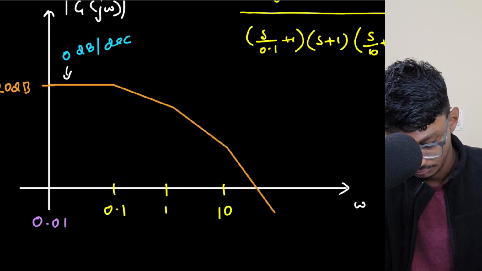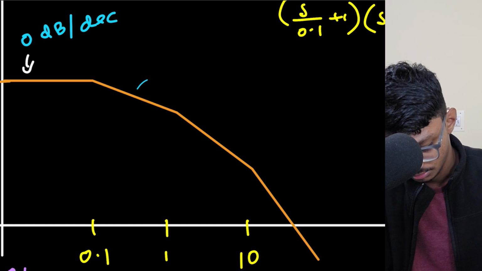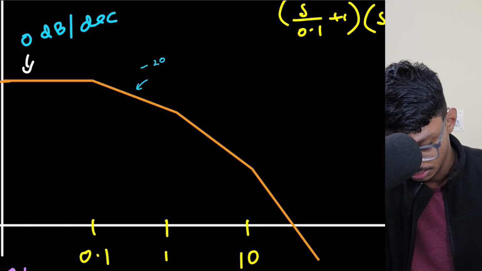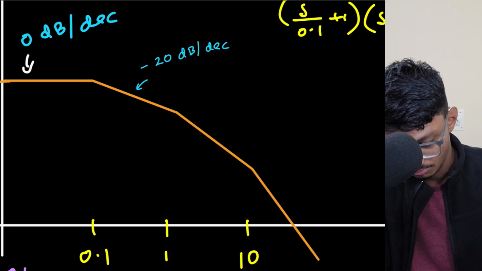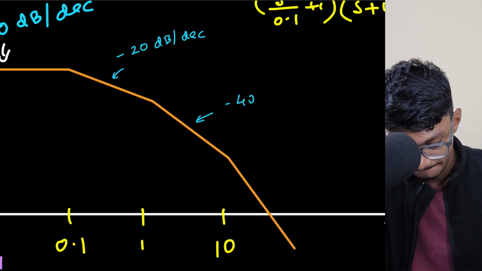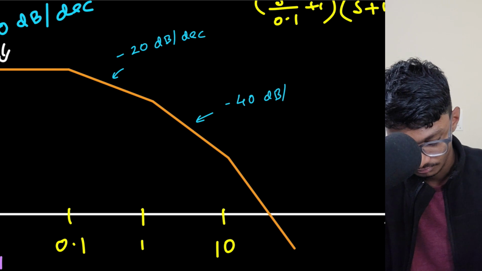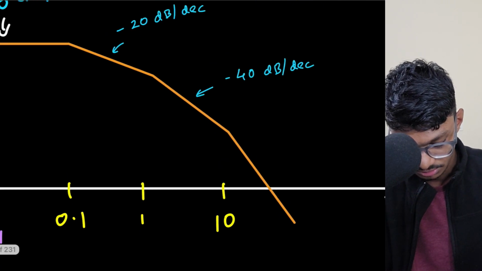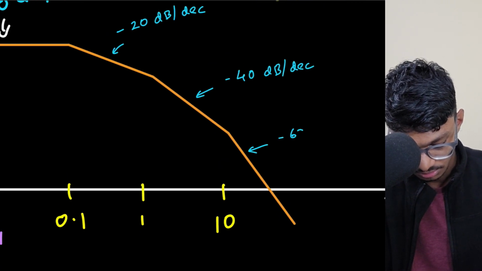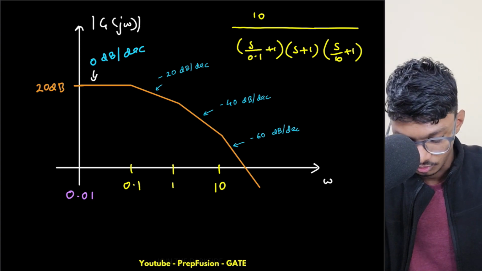And this is minus 20 dB per decade. This is minus 40 dB per decade. This is minus 60 dB per decade. Okay, so these are the slopes.